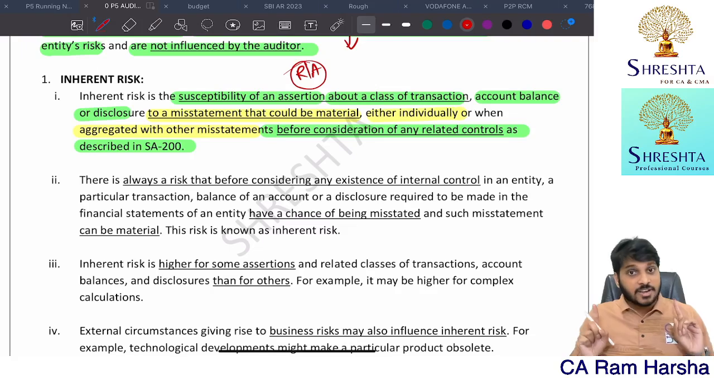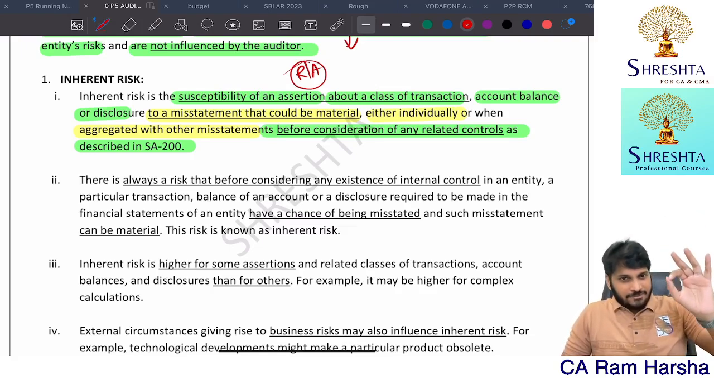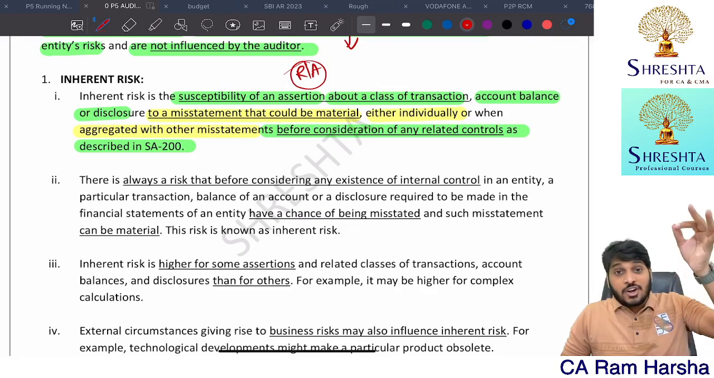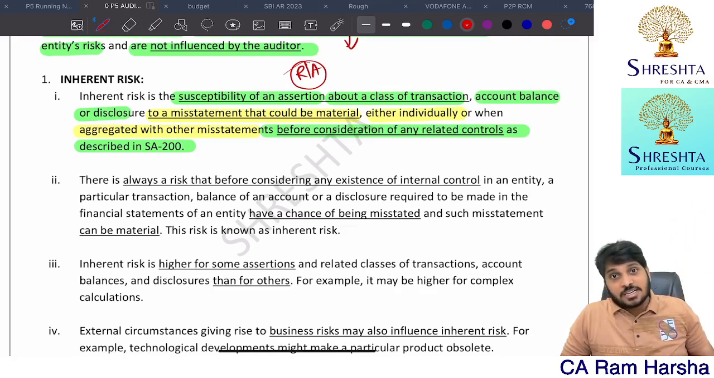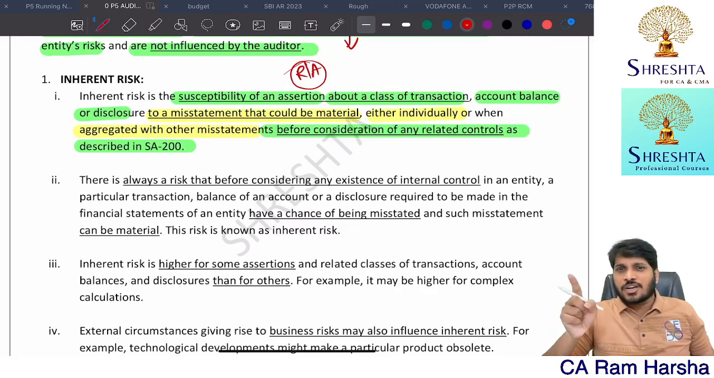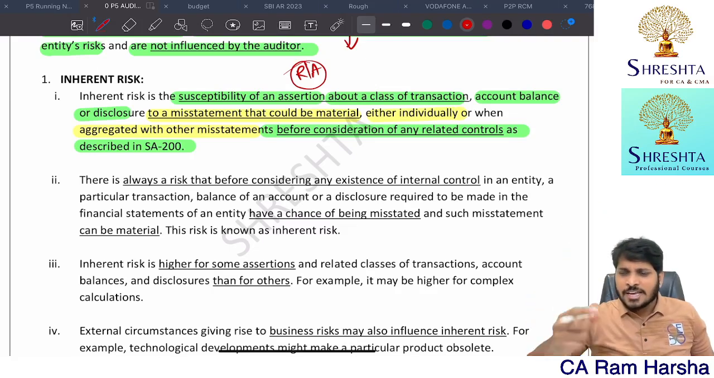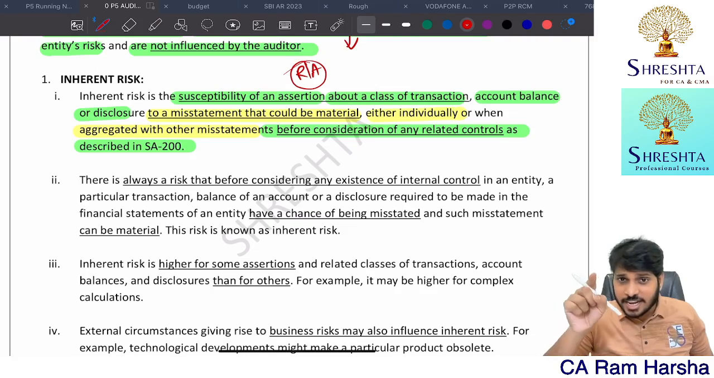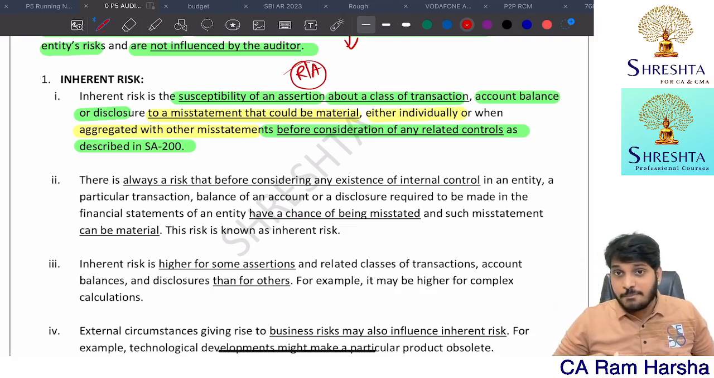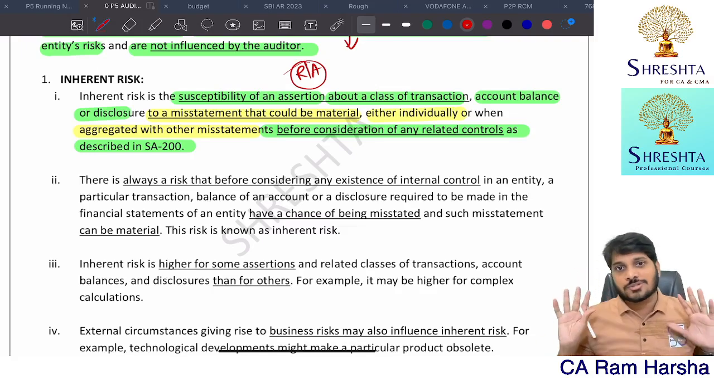If at all control is not there, how many ways can mistakes happen? First try to identify how many ways. Okay, 10 different ways mistakes can happen. In order to prevent these 10 types of frauds, what policies the company implemented, what controls the company implemented, those controls I need to check. And in those controls, is there any possibility that any of the controls, any of the policies may fail? That is control risk.